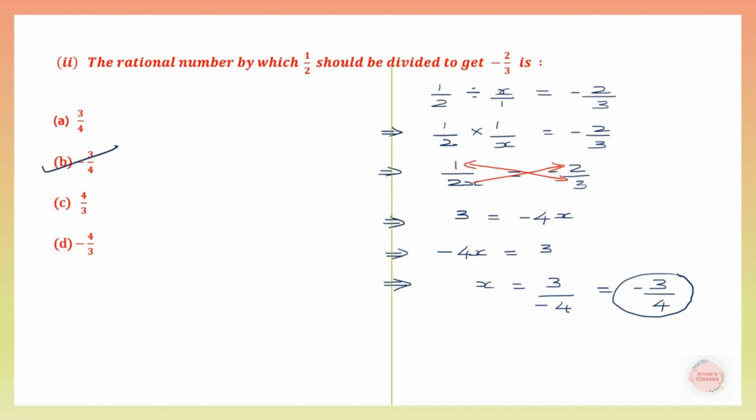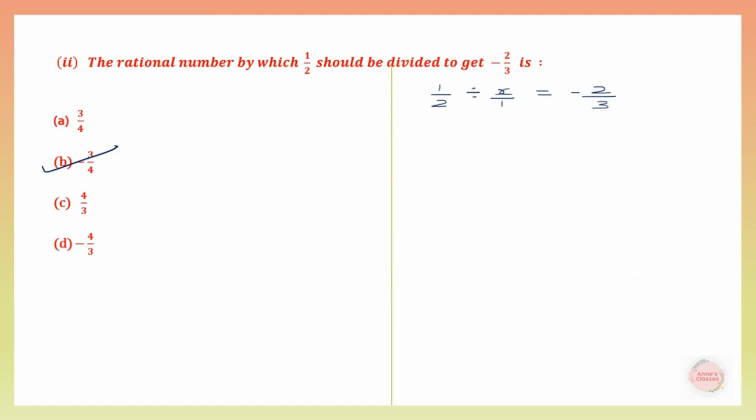Now children, whenever you have a question like this, you can substitute. Now remember, x is minus 3 by 4. Just to check whether our answer is correct, in the place of x, you can put minus 3 by 4 and see whether you're getting this answer. Shall we try that also? Okay, let's do that. So what are we doing now? We are checking to see if option B is the correct answer. So what we are going to do is, we are going to write 1 by 2 divided by x. In the place of x, we are going to write the answer that we got, that is minus 3 by 4.